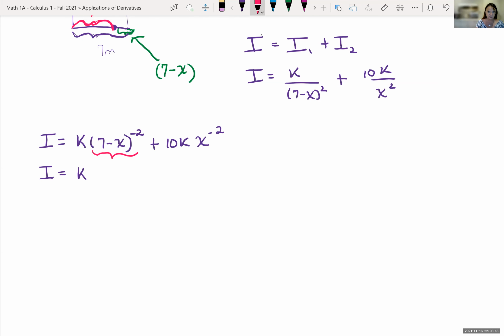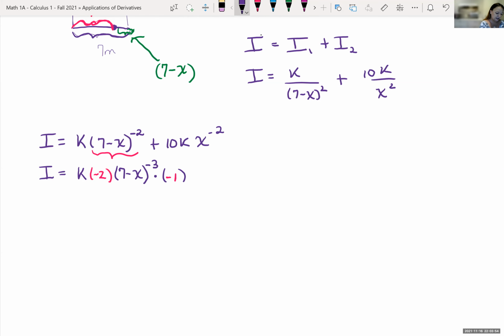Taking the derivative of that, we have to use the chain rule. So bringing down our exponent in front, negative 2 times the inside, 7 minus X. And now we are subtracting 1 from our exponent, so negative 2 minus 1. So our new exponent is negative 3, times the derivative of the inside. The derivative of negative X is negative 1. So that's the derivative of that first piece.